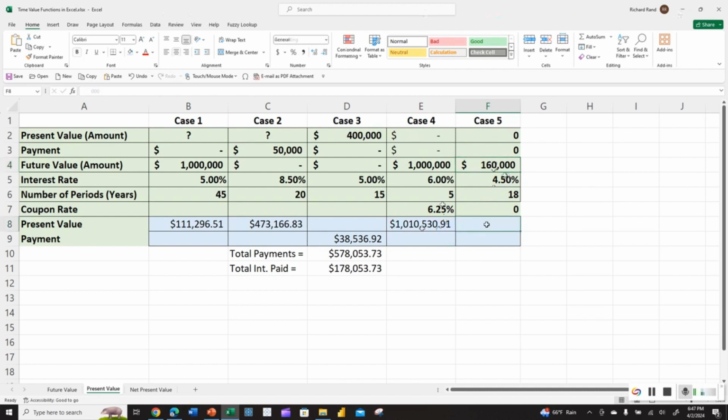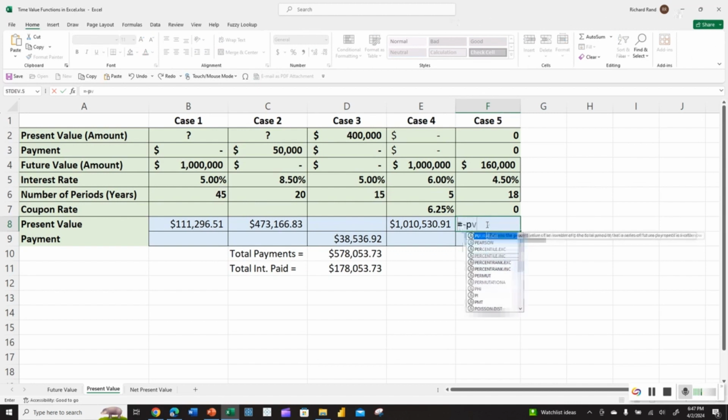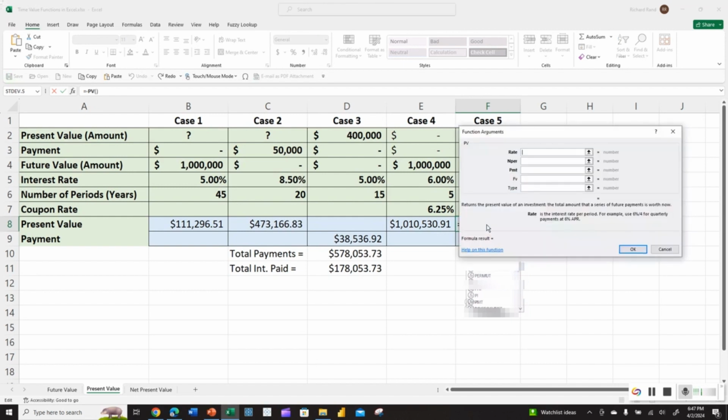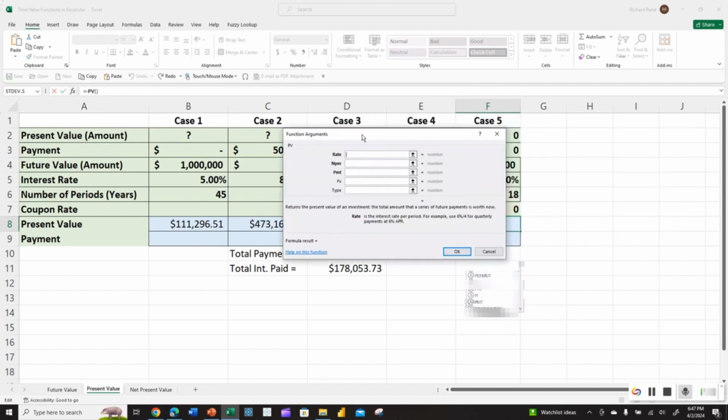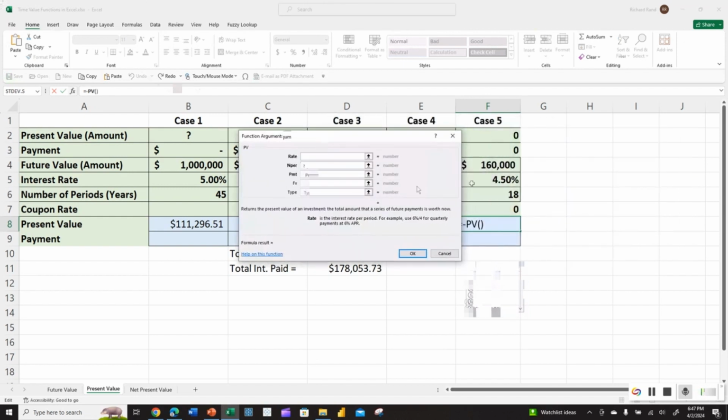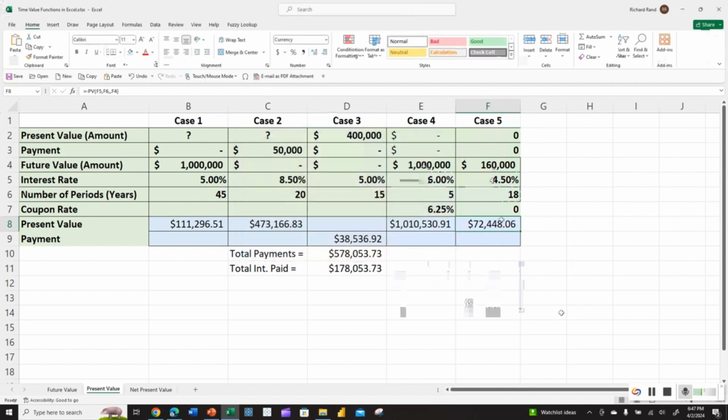Now, we can do it two ways. We could figure out, okay, what's our present value? What do we have to put away in a lump sum today to get this? And I'm going to remember to put in my minus symbol finally. And our interest rate is going to be 4.5%. Our number of periods is 18. Our future value is 160. It tells us that we need to put $72,448 away right now.